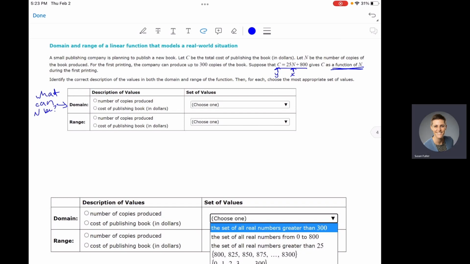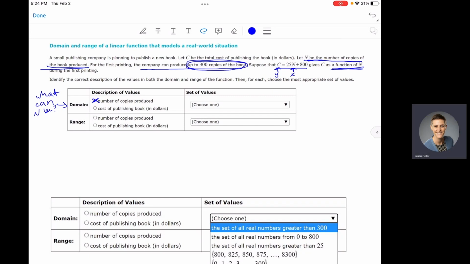Well, that's going to depend on what N is. Let's figure out what N is. N is the number of copies of the book produced. So it's the number of copies of the book we make. So that's going to be this one. And how many of these can we do? We have some information about that. The company can produce up to 300 copies of the book. So we are going to be between 0 and 300 here.